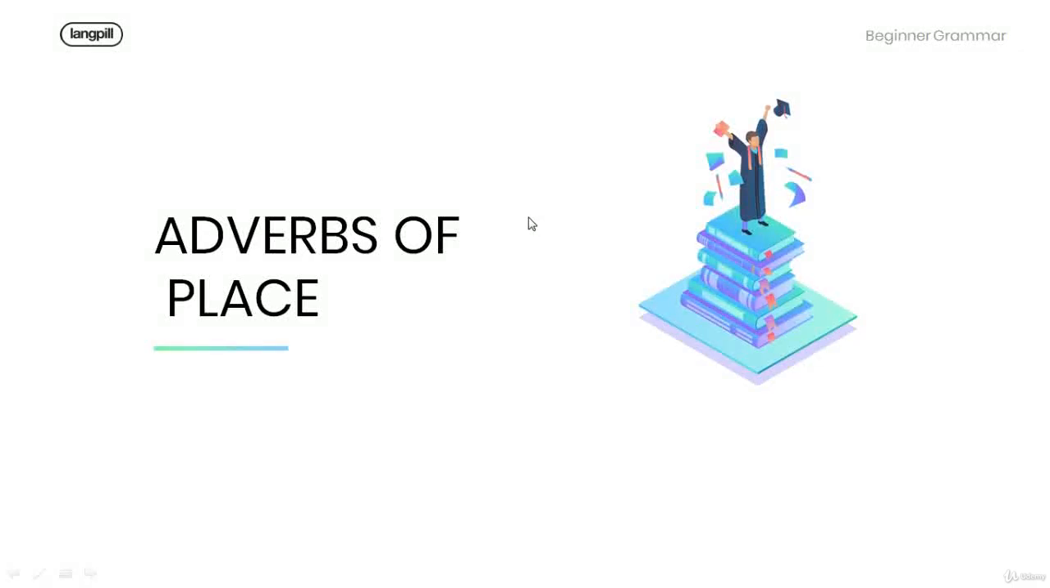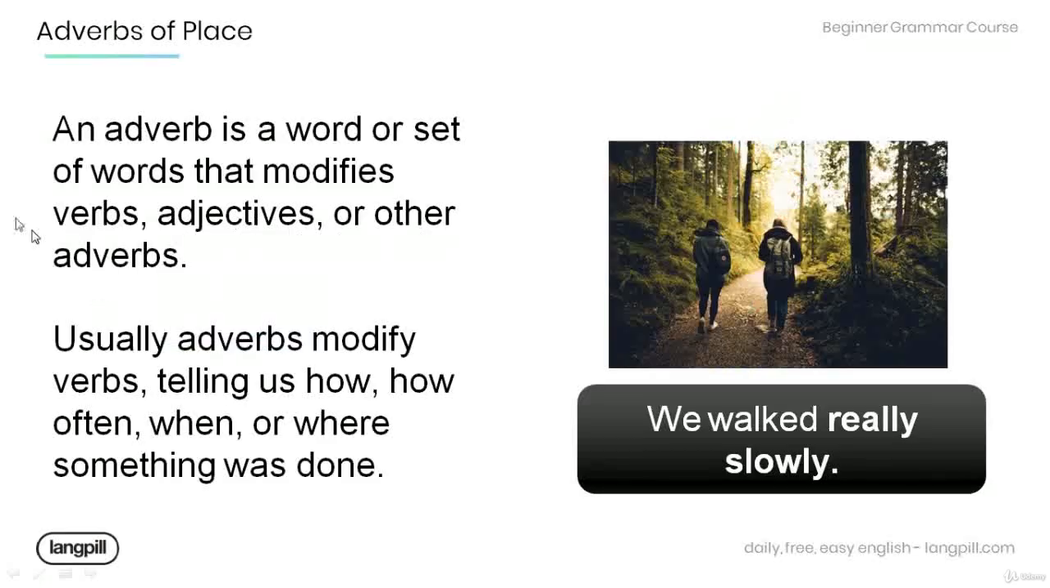Welcome to this tutorial. Today, we're going to talk about adverbs of place. Let's get started. Remember that an adverb is a word or set of words that modifies verbs, adjectives, or other verbs. Note that adverbs usually modify verbs, telling us how often, when, or where something was done.